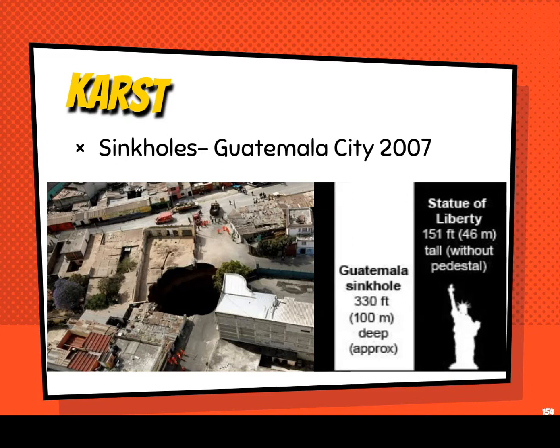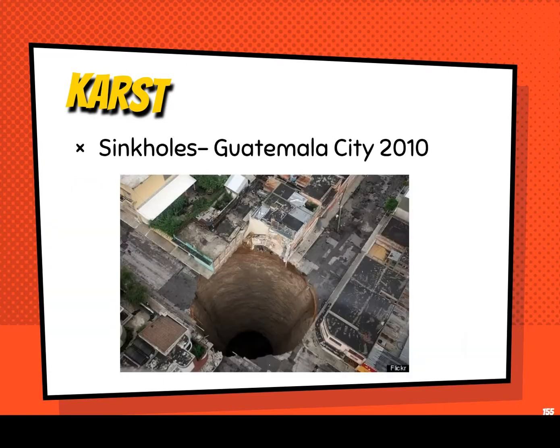So this is 2007 and 2010, or yeah, this is 2010. Sorry. Another one formed in a very similar part of the city. In this case, it was 20 meters wide and about 30 meters deep. But the good news is nobody died in this particular one.